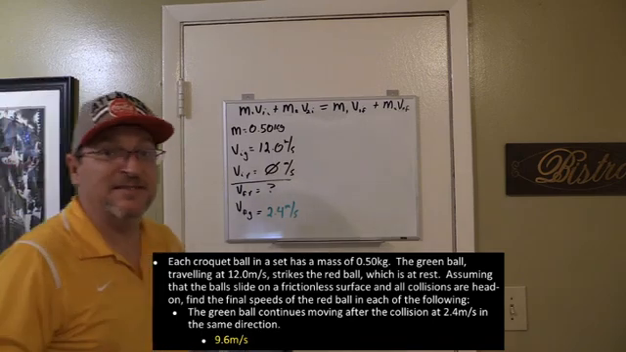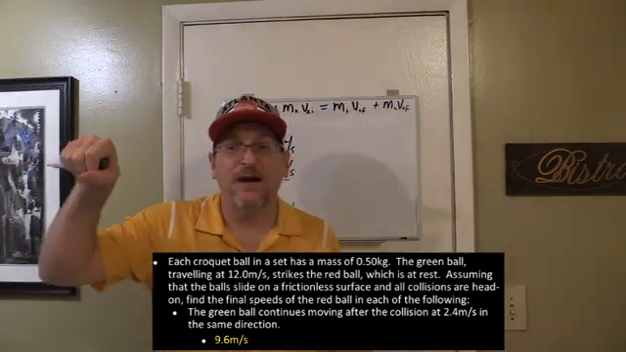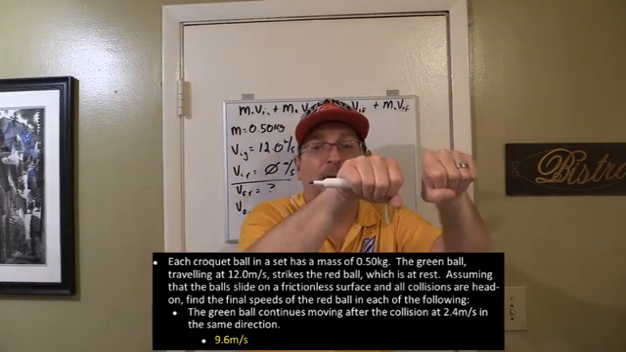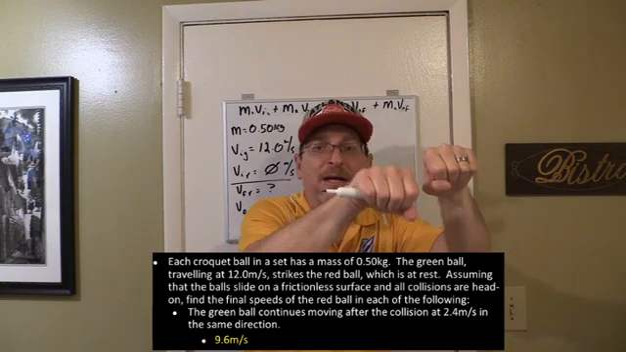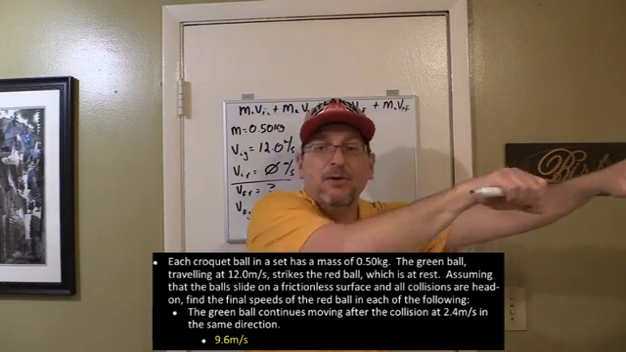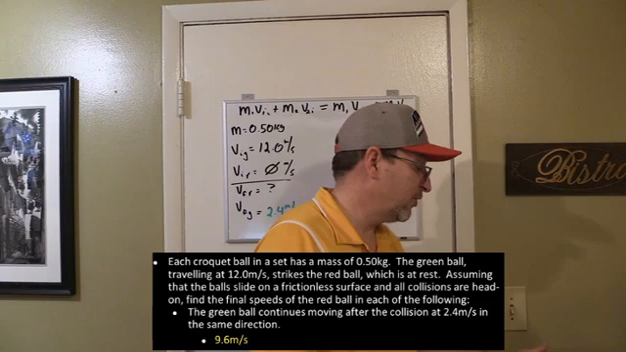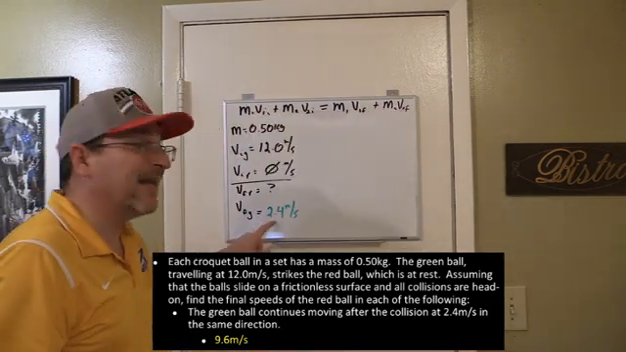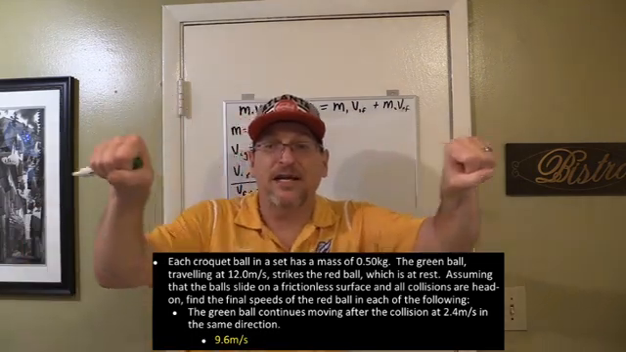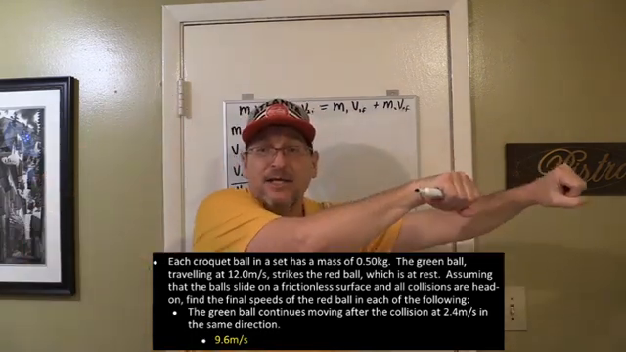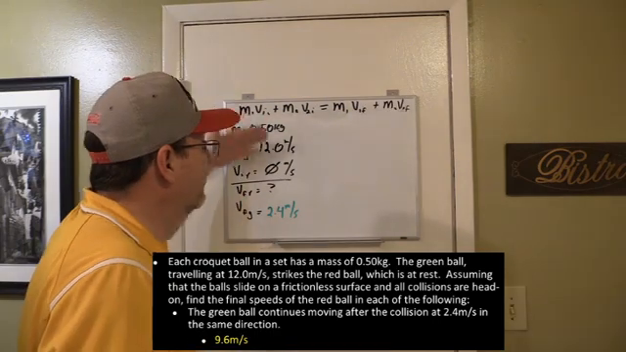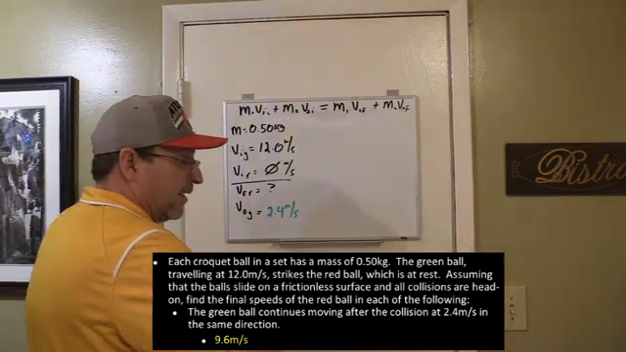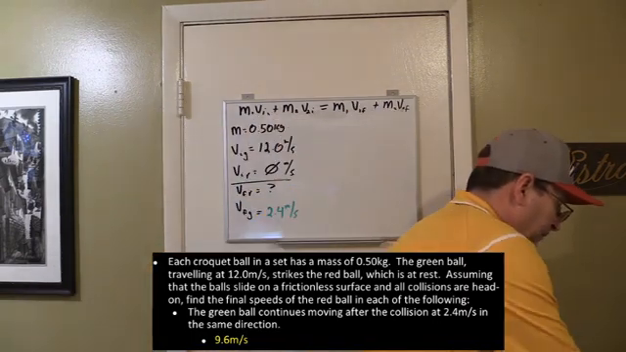Now in this case, we have the green ball coming in, striking the red ball, and instead of the green ball stopping, it continues to move in the same direction that it was traveling before. That's really important because that means this is not going to be negative. They don't bounce and go away from each other, they bounce and continue off in the same direction. So none of my velocities are going to be negative.